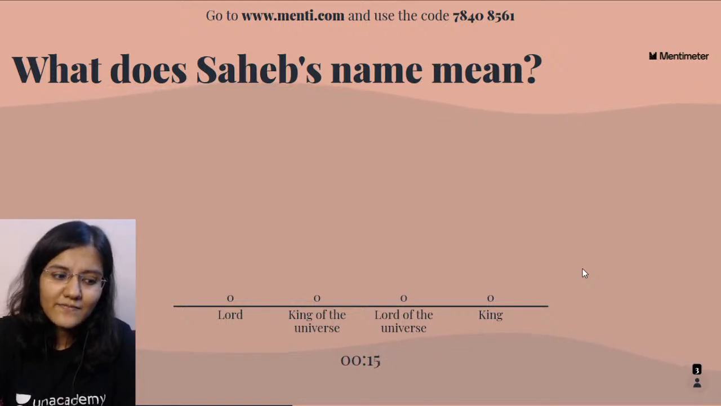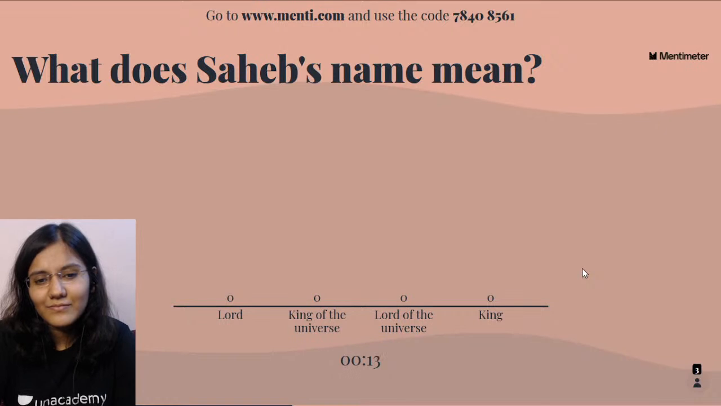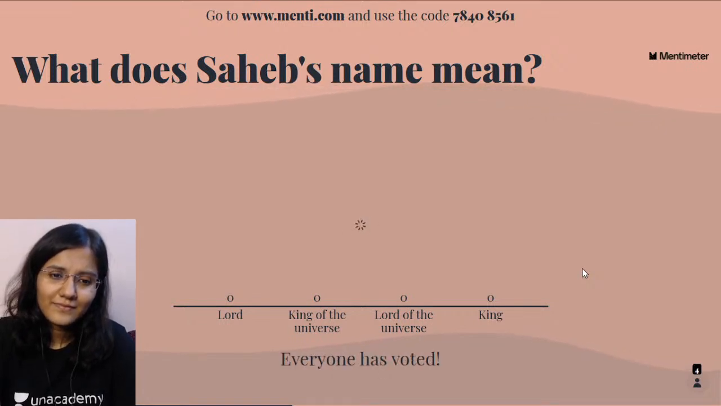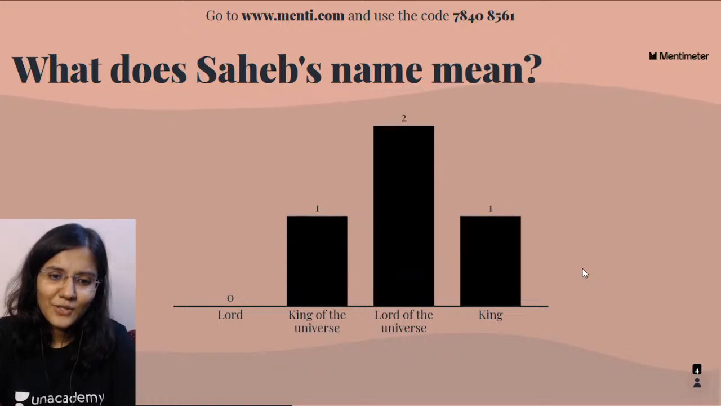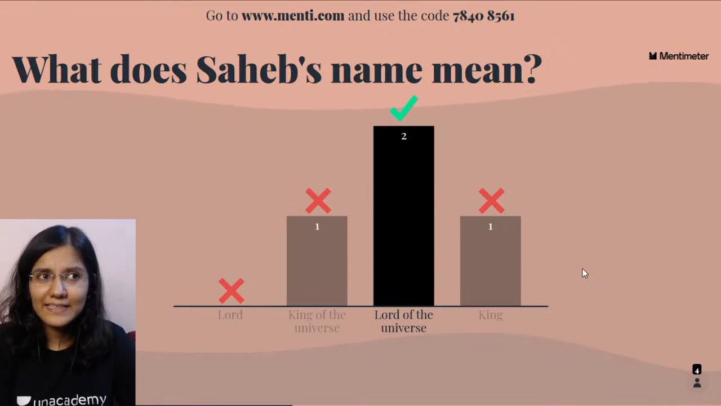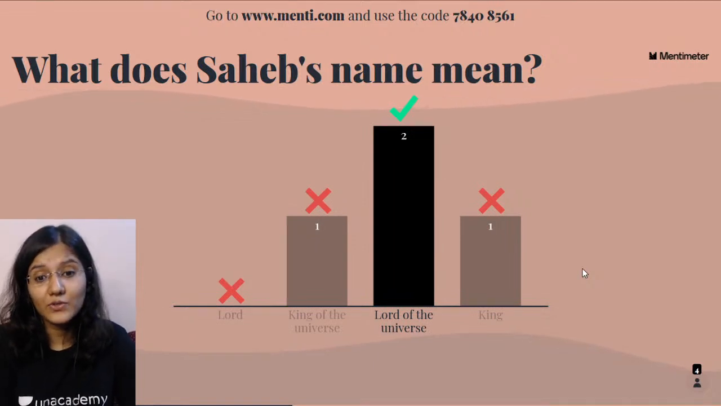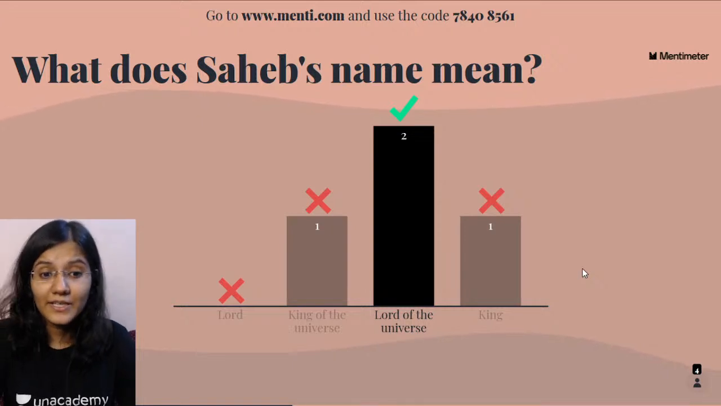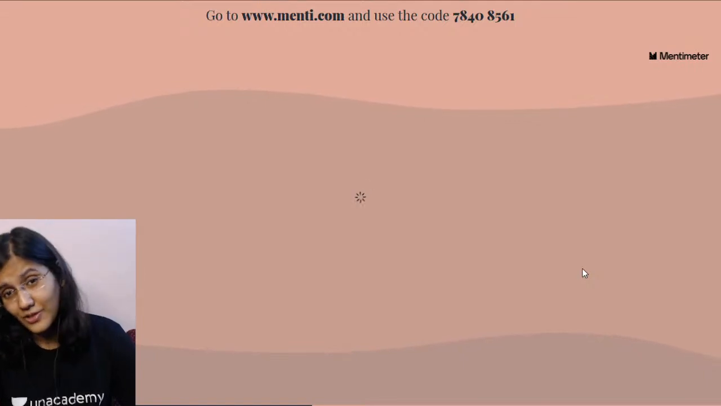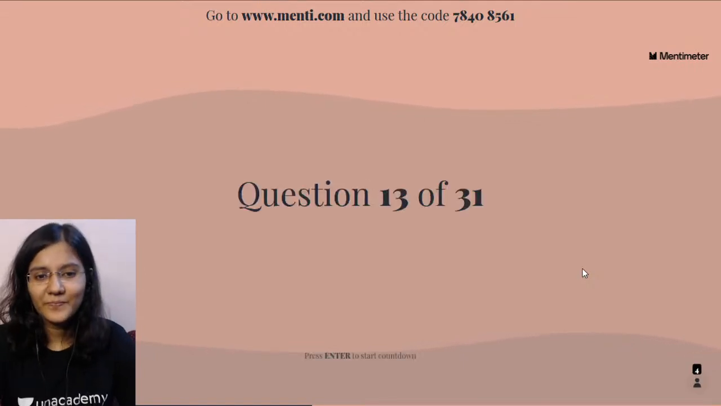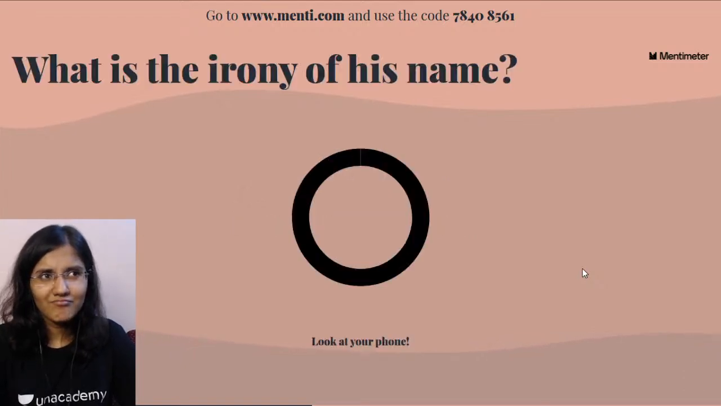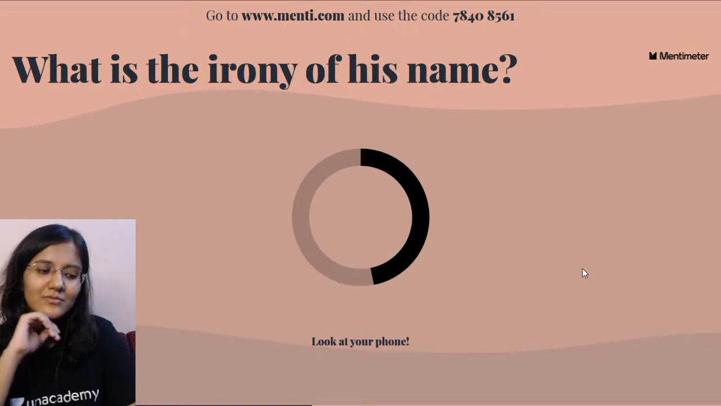But we're on to the next question, which is, what does Sahib's name mean? This is an easy one, I think. Okay! Sahib's name is Sahib Alam, and it means Lord of the Universe. It does not mean King of the Universe, or King, or Lord. We're on question 13 of 31, and we still have 18 questions to go.